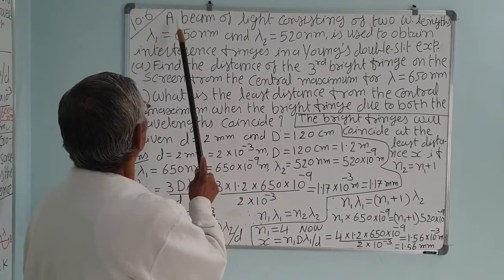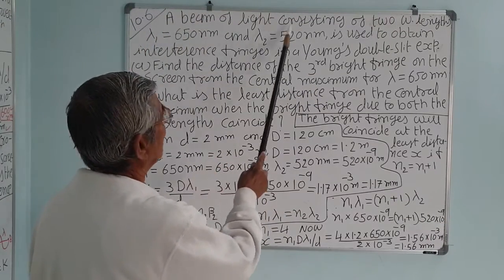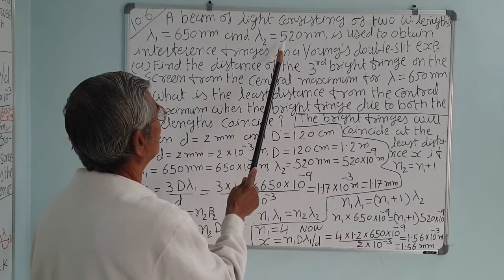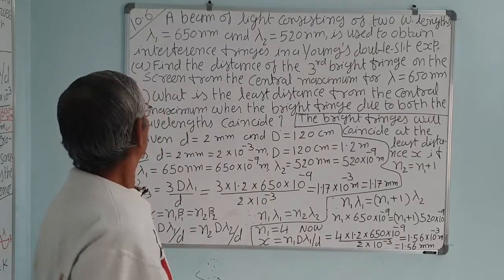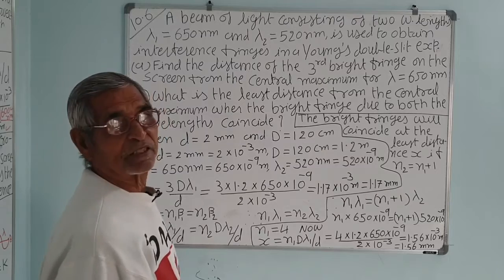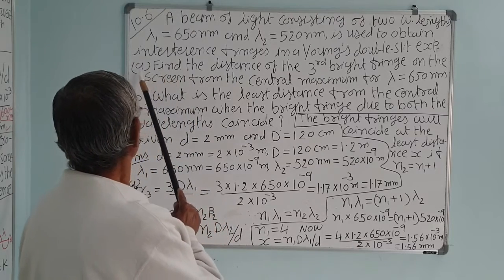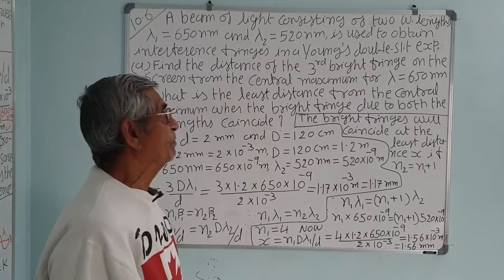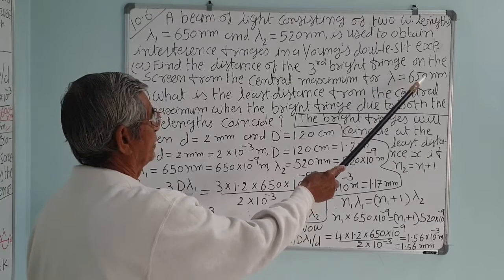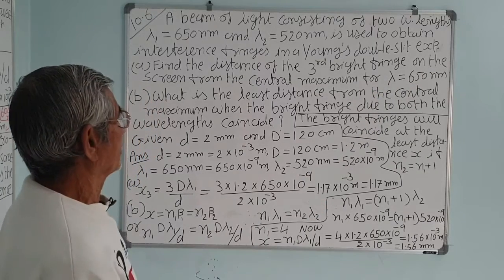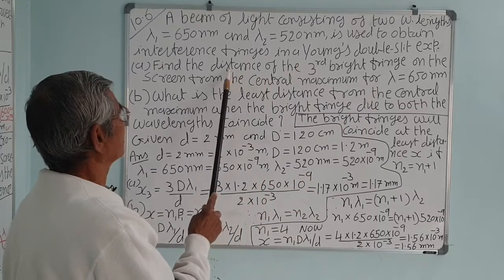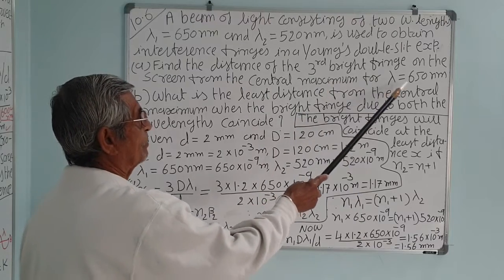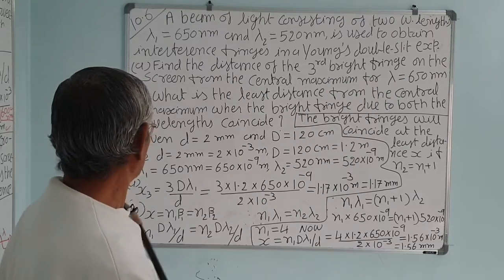Example 10.6, on the same page. A beam of light consisting of two wavelengths, lambda 1 is 650 nanometer and lambda 2 is 520 nanometer, is used to obtain the interference fringes in a Young's double slit experiment. Now the question: find the distance of the third bright fringe on the screen from the central maximum for lambda equal to, say, 650 nanometer. This is given. So we have to calculate the distance of the third bright fringe from the central maxima for lambda is 650, as we have seen in the last example.